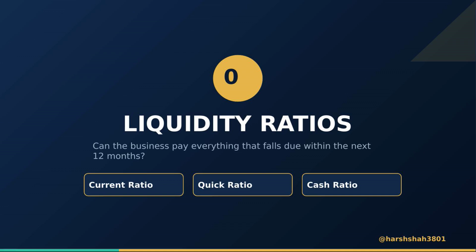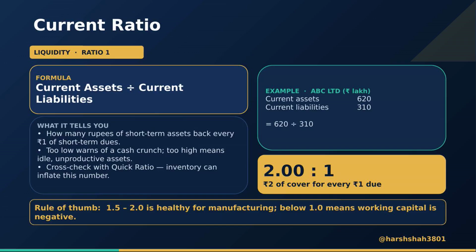Okay, let's begin with our first family, liquidity ratios. Now, the question we're really asking here is very simple. Can this business pay everything that falls due in the next 12 months? We're going to look at 3 ratios together: the current ratio, the quick ratio, and the cash ratio. Let's get into it. First up, the current ratio.